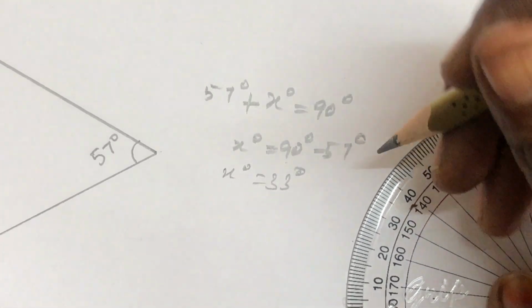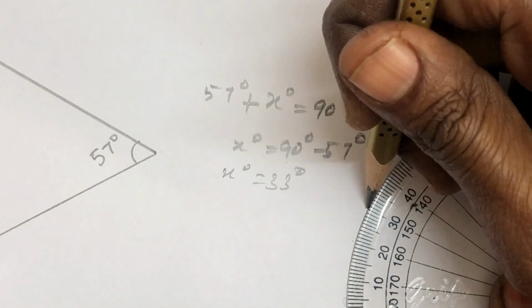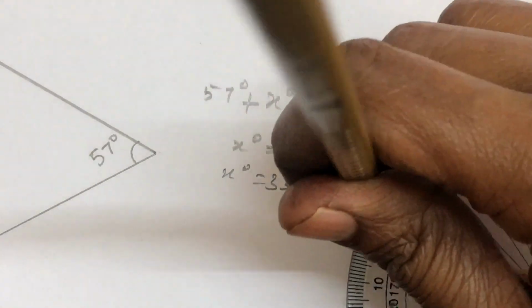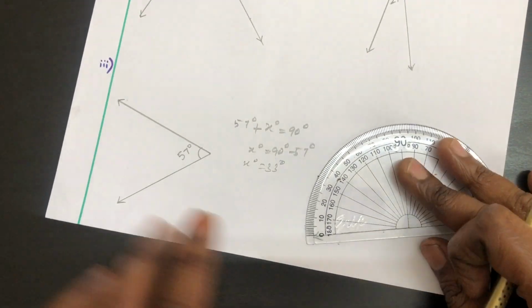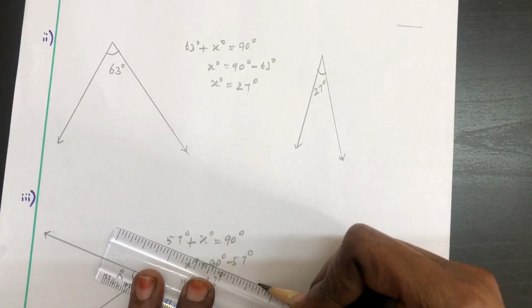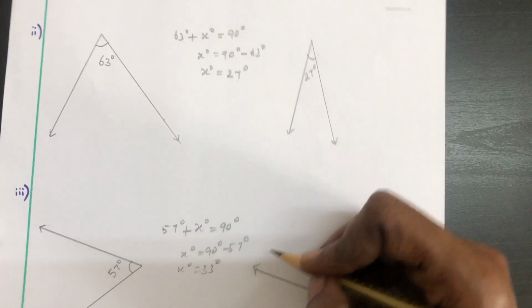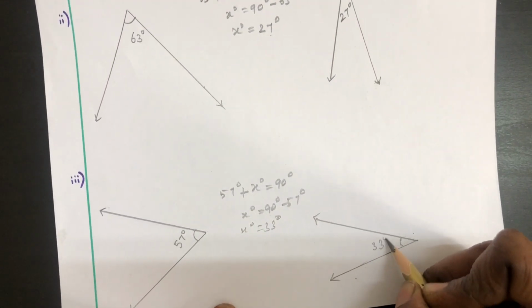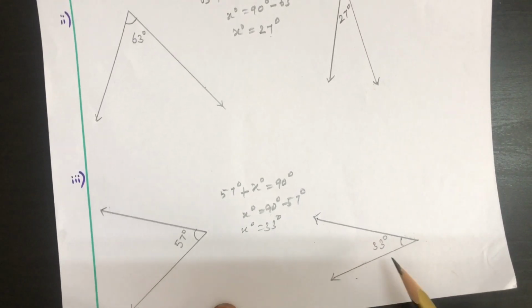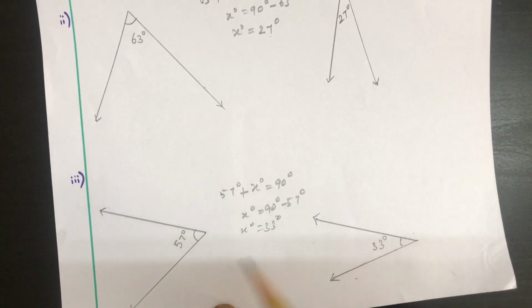31, 32, 33. Here, place your point here. So we have now 33 degree here. This 57 degree is complement to 33 degree. 33 degree is complement to 57 degree.